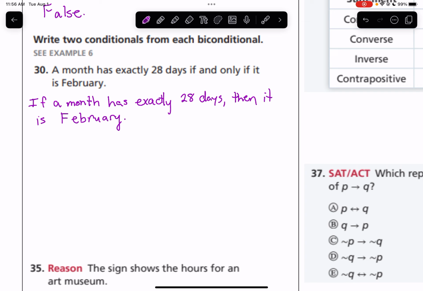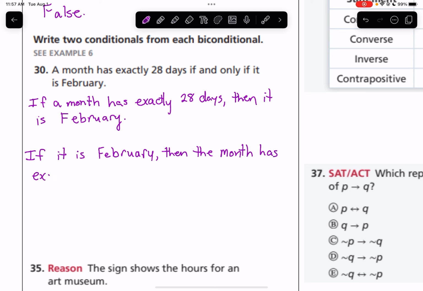And then the other way we could write this is with the hypothesis and the conclusion switched, since it's a biconditional. So if it is February, then the month has exactly 28 days. All right, we're getting through this.